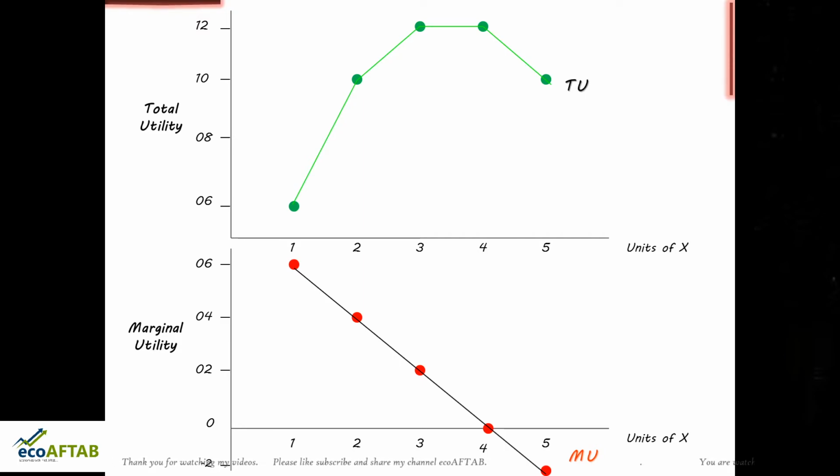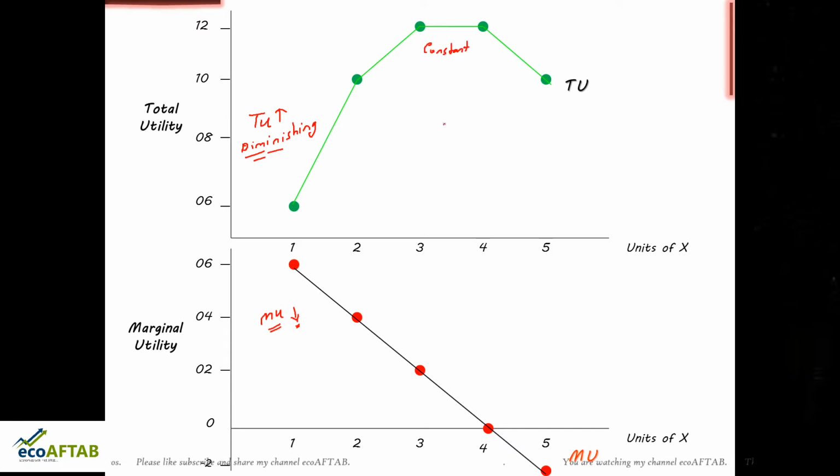Now in this graph, friends, please focus on two things. One is the total utility is increasing, but it is not increasing at an increasing rate, but at a diminishing rate. And the marginal utility is falling. Because the marginal utility is decreasing, the total utility is increasing at a diminishing rate. And after a particular point, the total utility becomes constant.